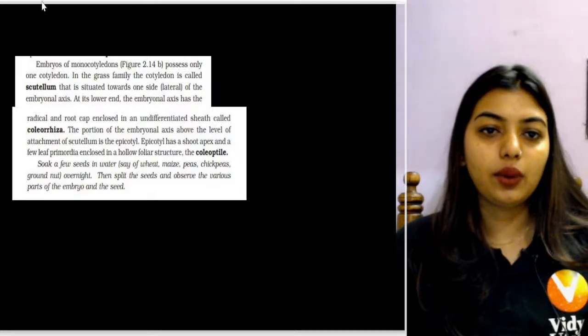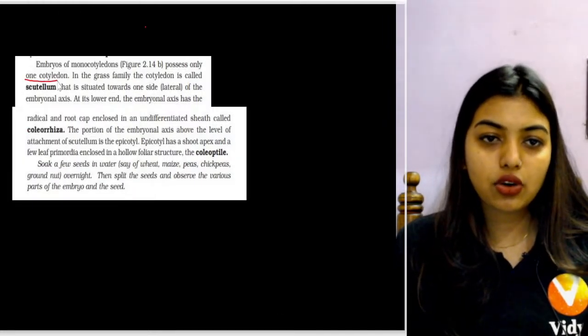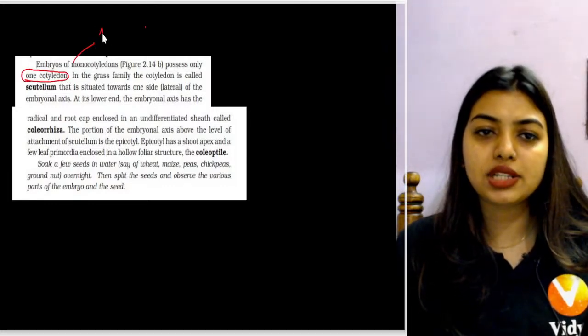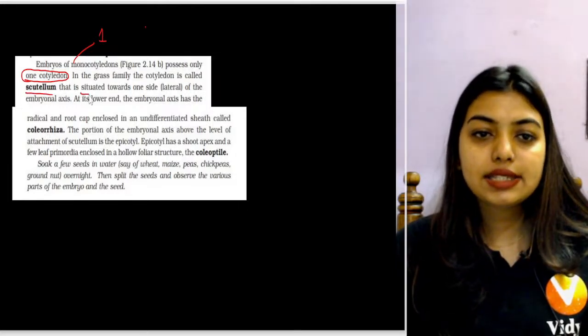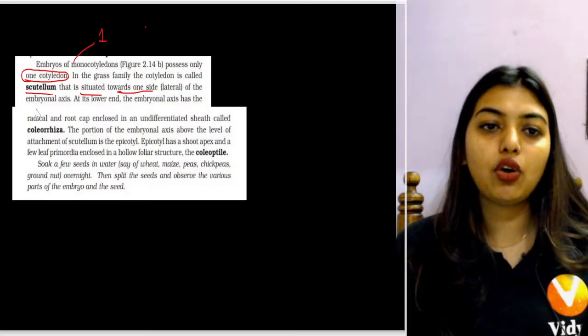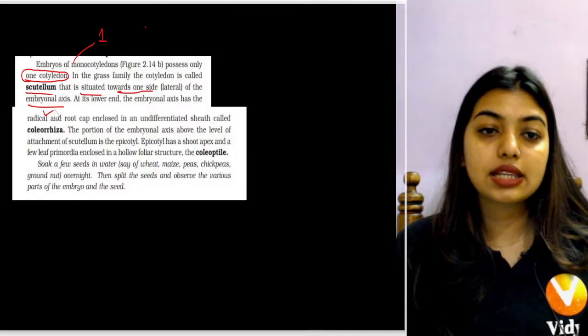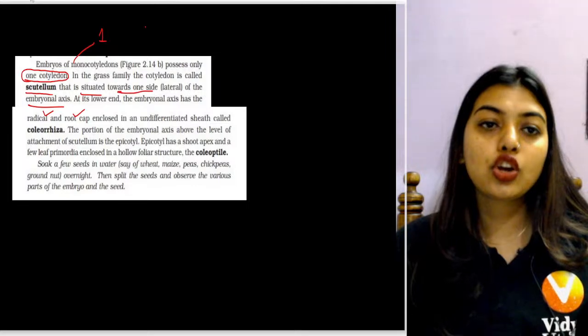Okay, now embryos of monocotyledons possess only one cotyledon. What does monocot mean? Mono means one, cot means one cotyledon. In the grass family, the cotyledon is called the scutellum, which is situated towards one side of the embryonal axis. At the lower end, the embryonal axis has a radicle and root cap enclosed in an undifferentiated sheath called the coleorhiza.